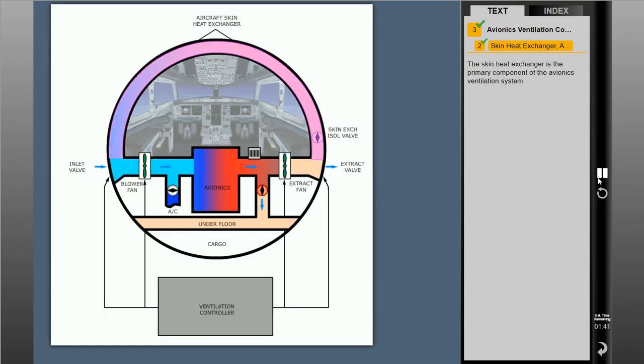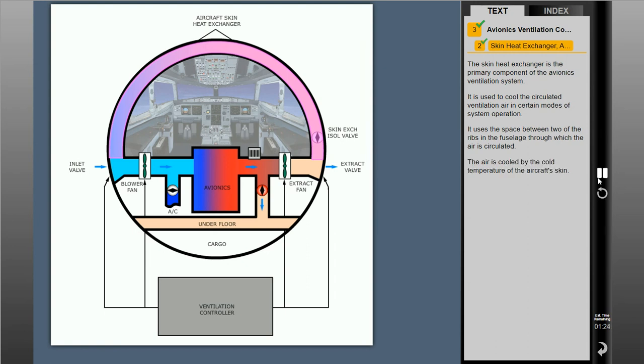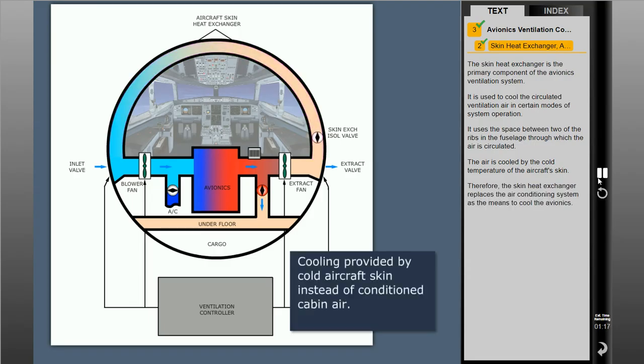The skin heat exchanger is the primary component of the avionics ventilation system. It is used to cool the circulated ventilation air in certain modes of system operation. It uses the space between two of the ribs in the fuselage through which the air is circulated. The air is cooled by the cold temperature of the aircraft's skin. Therefore, the skin heat exchanger replaces the air conditioning system as the means to cool the avionics.